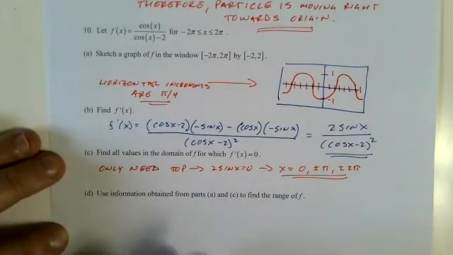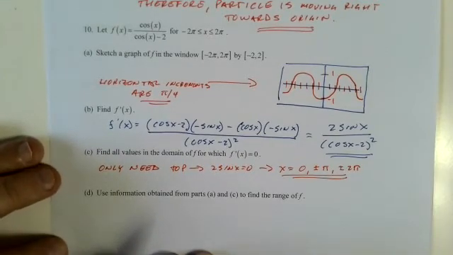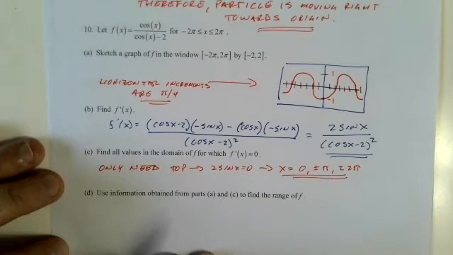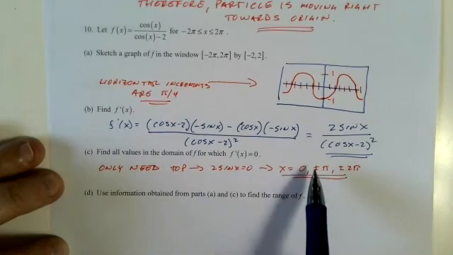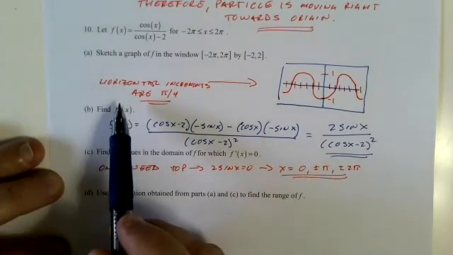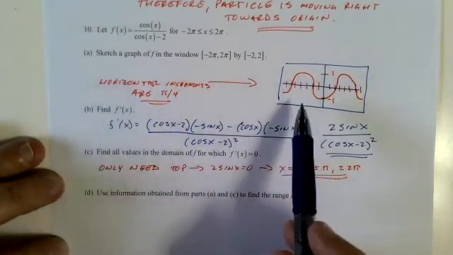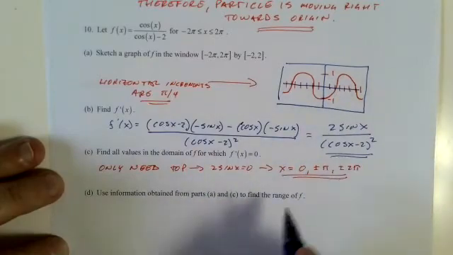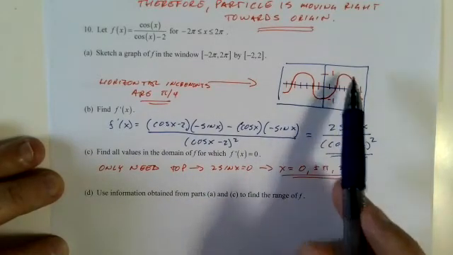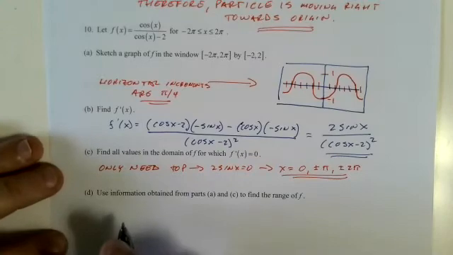Range. In parts A and C, find the range of f. Oh, so that's peaks and valleys. Right. So sketch a graph, right? And at the peaks and valleys, that's our max and mins. So just plug in 0 and plug in pi, and that should give you everything you need.